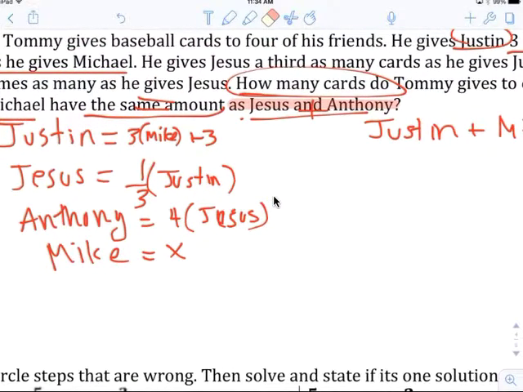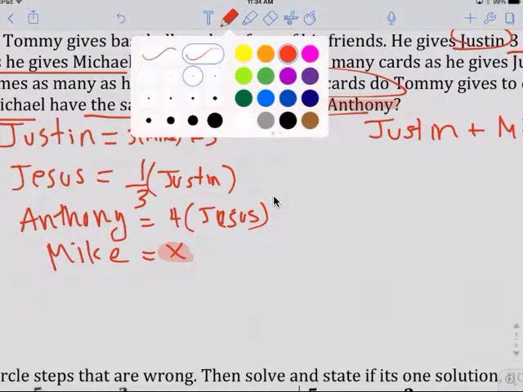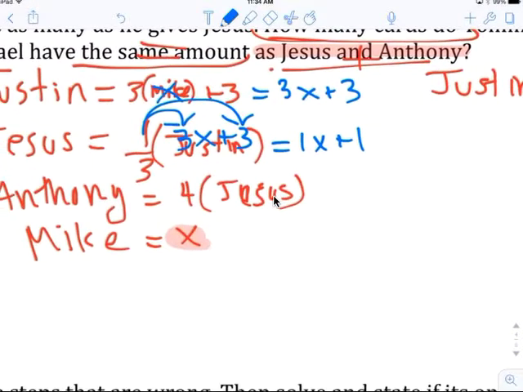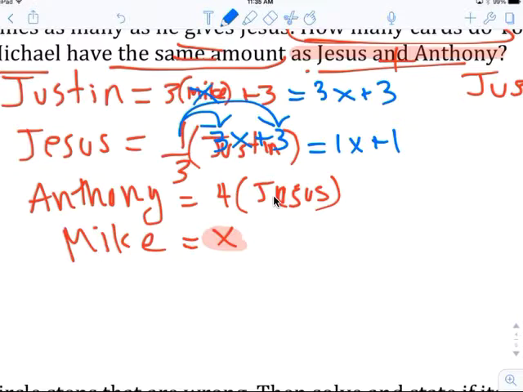Justin is 3 times Mike, and Mike is X. So I'm going to change the color. Put Mike as X, so Justin is 3X plus 3. So here I put 3X plus 3. I distribute that. 1 over X times 3 is 1X. 1 over X times this 3 is also a 1. Okay, Jesus. Anthony is 4 times Jesus, so it's X plus 1. Distribute that. I get 4X. Distribute that, plus 4. And then Mike is just X, okay?